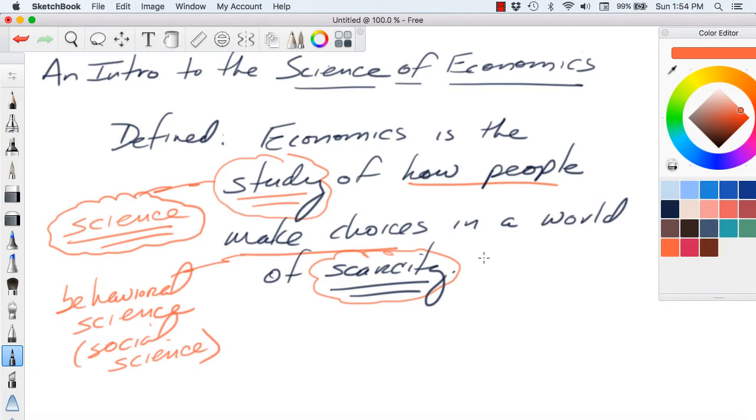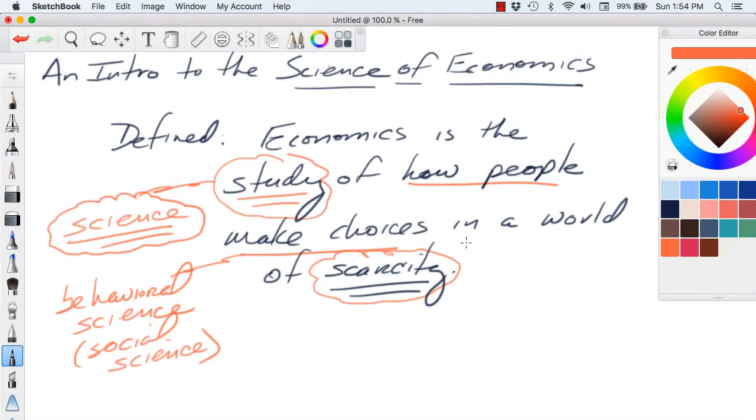So economics is founded on the idea that you live in a world of scarcity. If there were no scarcity, there would be no need to study economics, because economics is the study of scarcity. If scarcity didn't exist, the science of economics would not exist. Okay, so let's go ahead and move on.